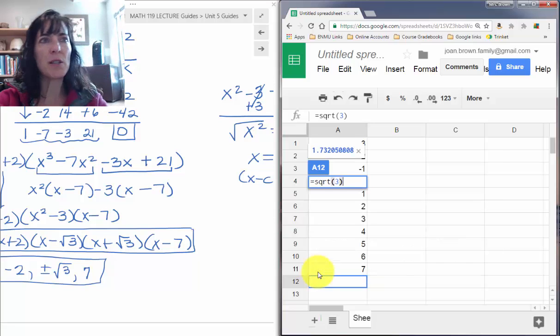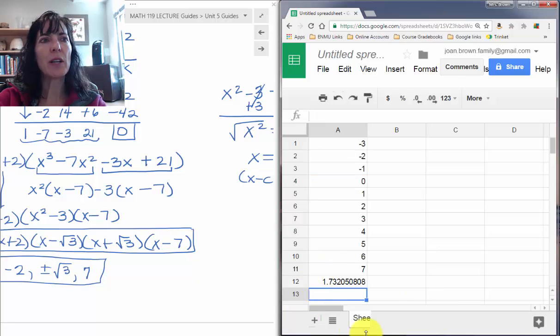And remember, we had the positive or negative square root of 3 as two of our solutions, so now I can see 1.732050, whatever, that's my entire square root of 3, and I have it in the positive and negative version, and it is 1.73, so it's between 1 and 2.